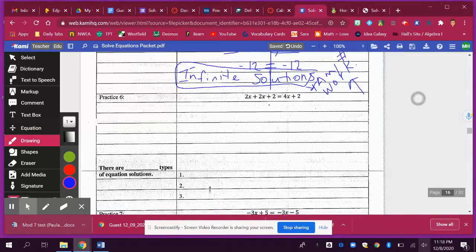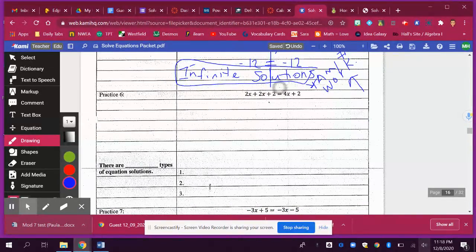Practice number 6. I don't see any distributive property, but I do see like terms over here. 2x plus 2x is 4x. Bring down our plus 2. The left side is 4x plus 2 as well. I could technically look at this and say, well, the left side is exactly the same as the right side. So I know that I'm going to have infinite solutions.